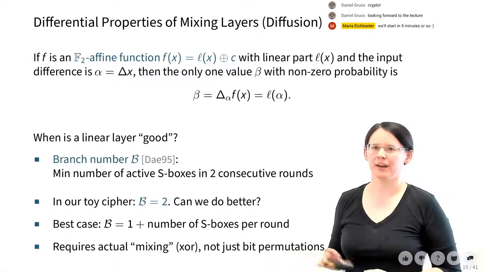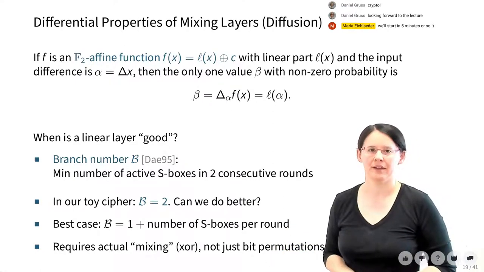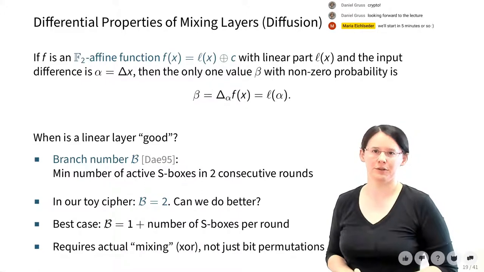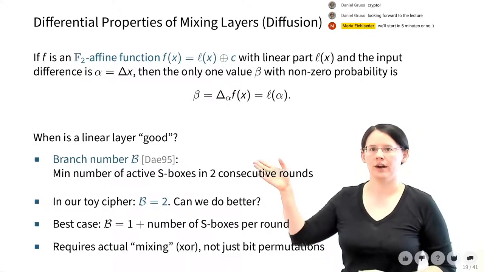So the question is, when is a layer good and when is it bad? And the main goodness property that we usually use is its branch number, B.